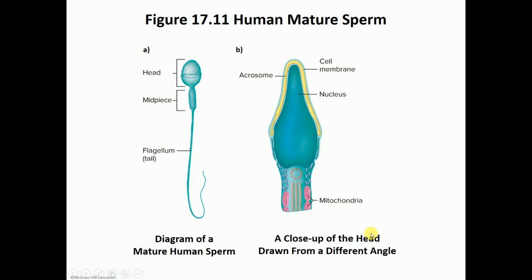Now this is what a human mature sperm looks like. So there is a head, a midpiece, and a tail or a flagellum. The head is the part that has the nucleus. That's where the genetic material is, and it is covered with an acrosome, kind of like a cap, that has all of the enzymes that will help during the process of fertilization. The midpiece has lots of mitochondria in order to help with the swimming process, and motility is provided by the flagellum.